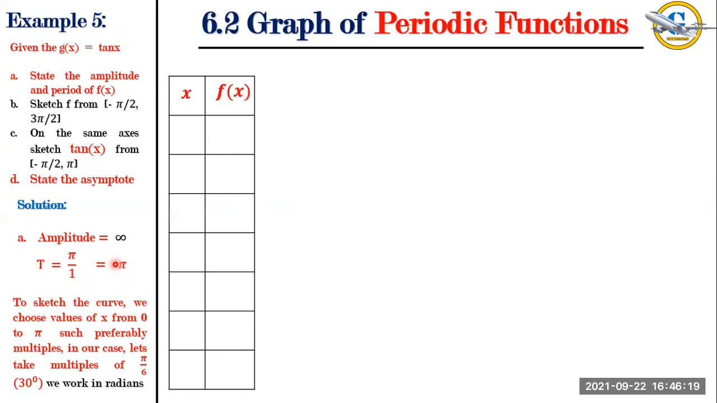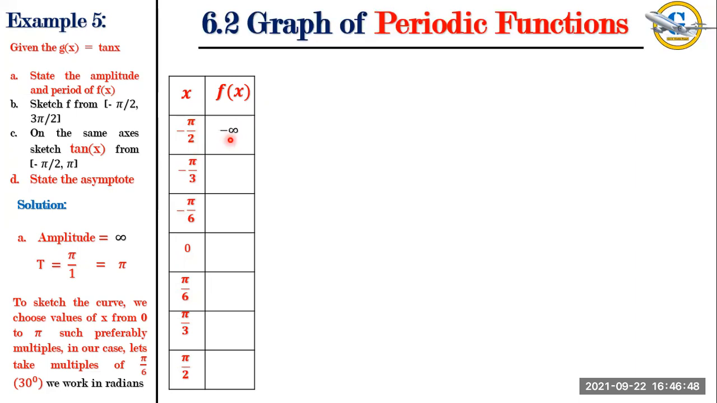So we have x, minus pi on 2. These are multiples of 30, right? So we have 90, we have 60, we have 30, we have 0, we have 30, we have 60, and we have 90. So this is from minus pi on 2 to pi on 2, or from minus 90 degrees to 90 degrees.